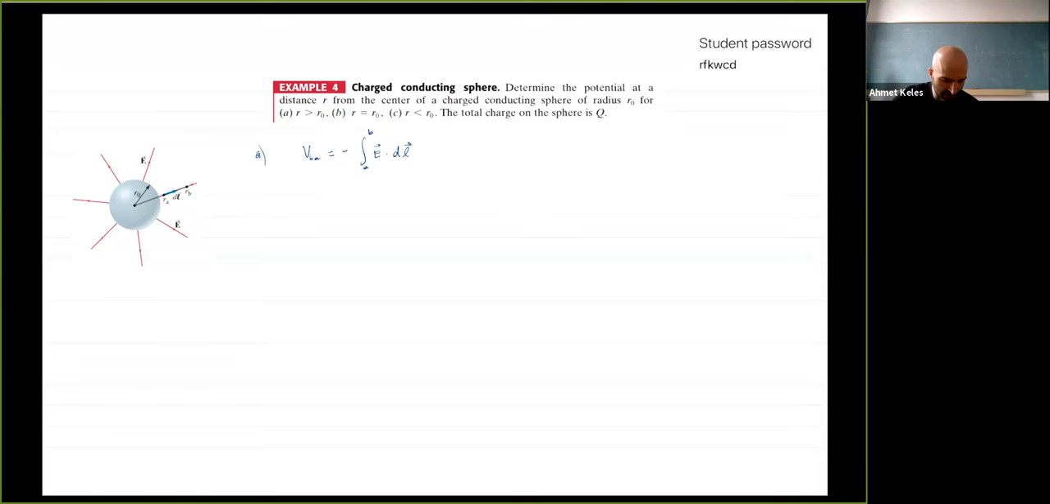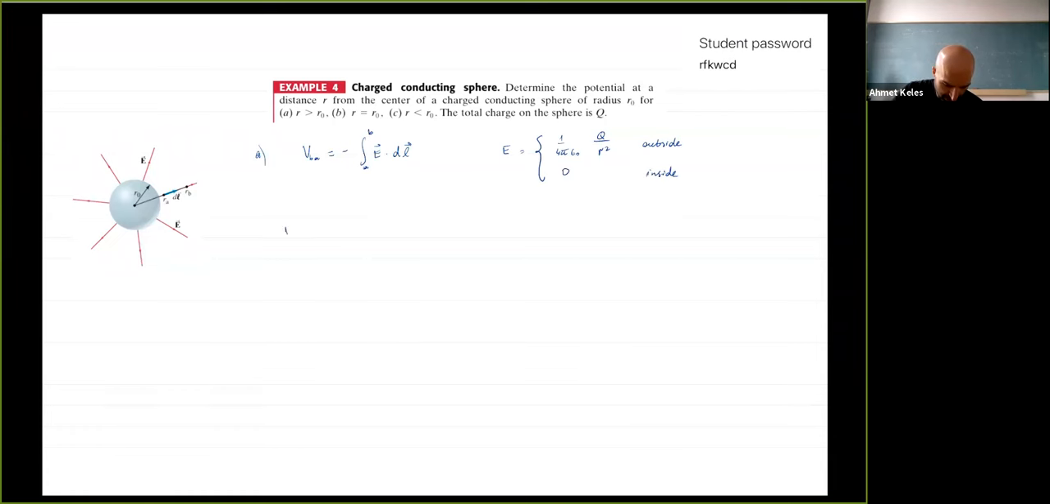So let me start. Basically, we can use this formula we just introduced. VBA is equal to minus the integral of E dot dl, and the electric field for a charged sphere, if it's outside, is 1 over 4 pi epsilon naught Q over r squared. What is the electric field inside? All right, exactly, thank you, 0 inside.